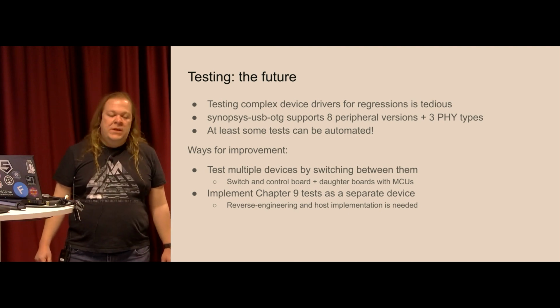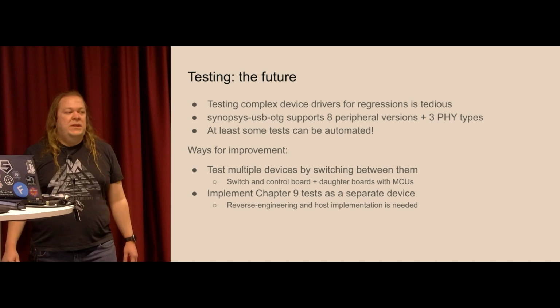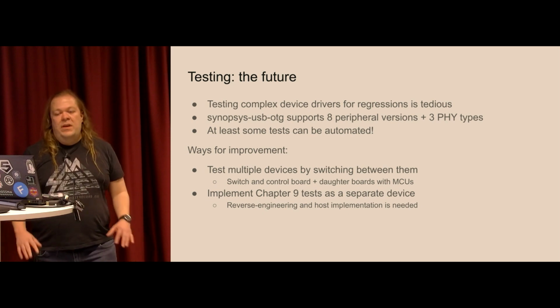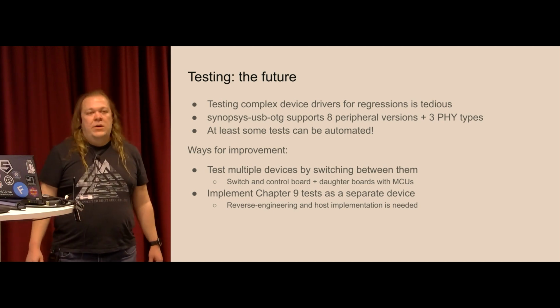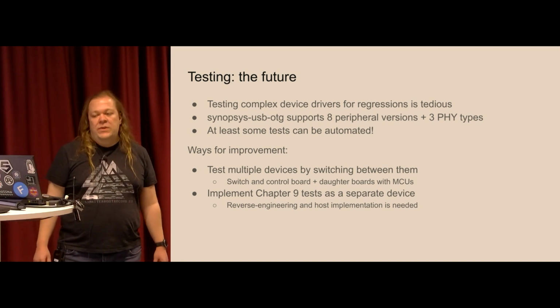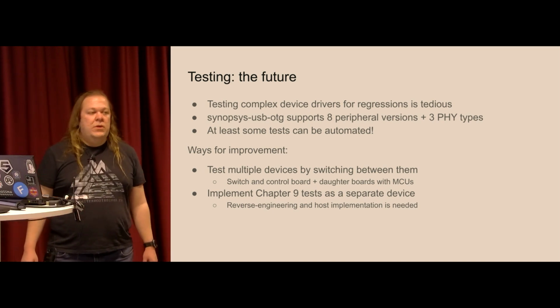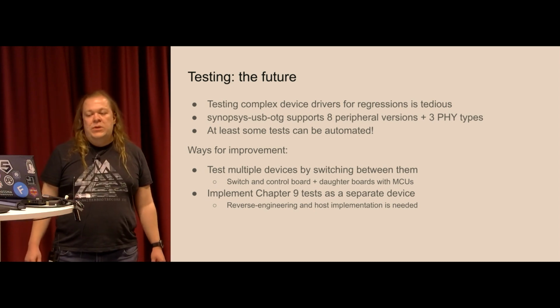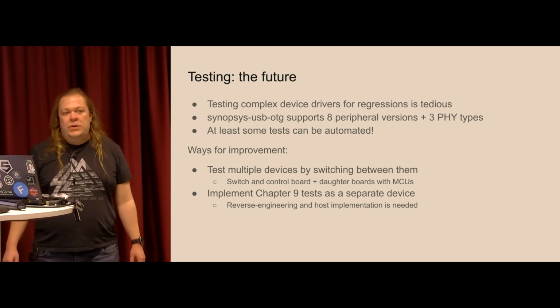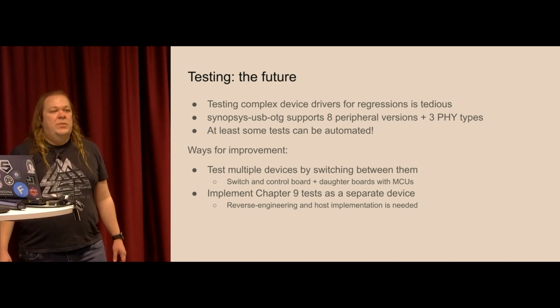So there are some ways to improve. The first way is to test multiple devices roughly at the same time by just switching between these devices. They already have a prototype for this idea, which consists of a switch and control board, which is sort of a main board into which daughter boards with MCUs are inserted. So these boards implement switching.